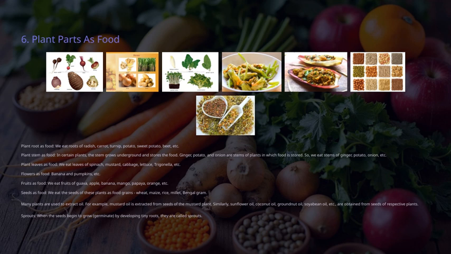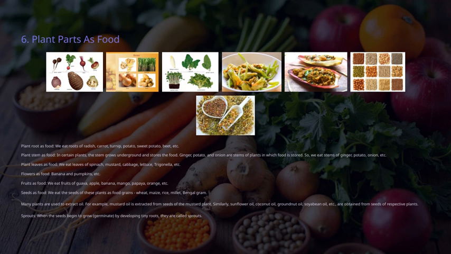Moving on to leaves, many leafy vegetables are popular in our diet. Spinach, mustard leaves, cabbage, lettuce, and fenugreek are all leaves that we enjoy eating for their nutrients and flavors. Flowers are also edible and used as food. Bananas and pumpkins, for instance, are fruits that develop from flowers and are commonly consumed.